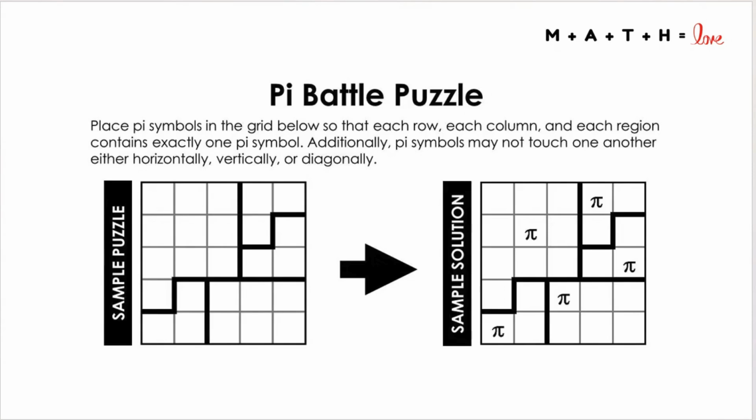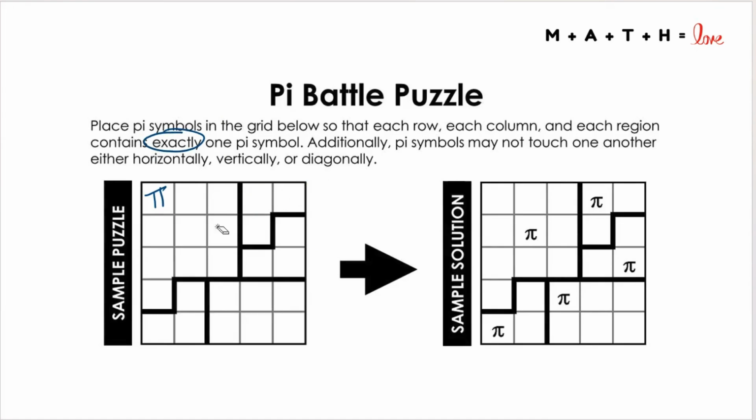So the goal of a pie battle puzzle is to place pie symbols in the grid so that every row, every column, and every region contains exactly one pie symbol. So what do I mean by that? If I have a pie symbol here in this first row, then I can't have another pie symbol here in the first row. That would be two pie symbols in the same row. And I just need every row to have exactly one.